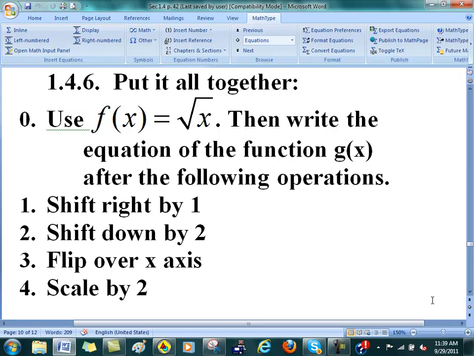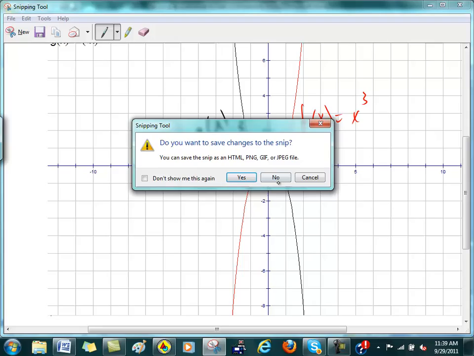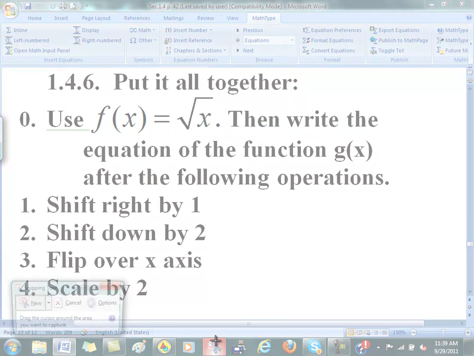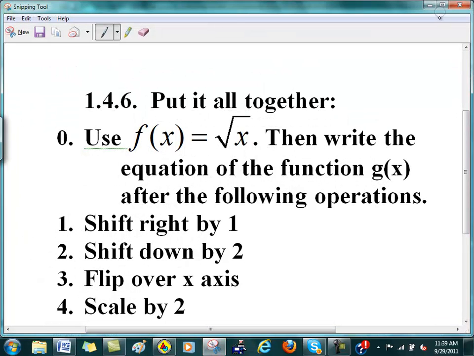Okay, let's do a different set of problems. What we're going to do is put all the transformations that we did yesterday and today, combine all of them, and come up with a new function. So here's the example. Let's start working on this. No, we're not graphing right now. We'll graph in a minute.